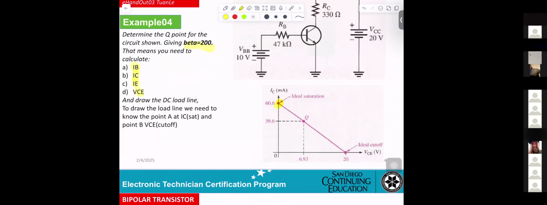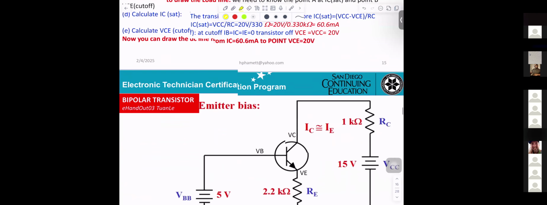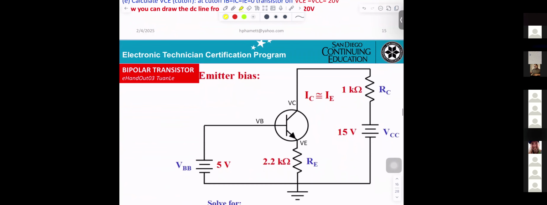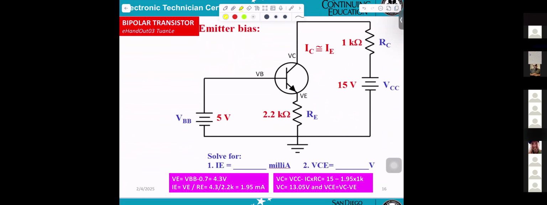Okay. And also you need that point. They equal VCC. Okay. And you draw the line. That means we get a DC load line. Okay. They give a solution for you. If you get the time, you can read for your understanding. This one also, we already did calculation here. You can look into that.